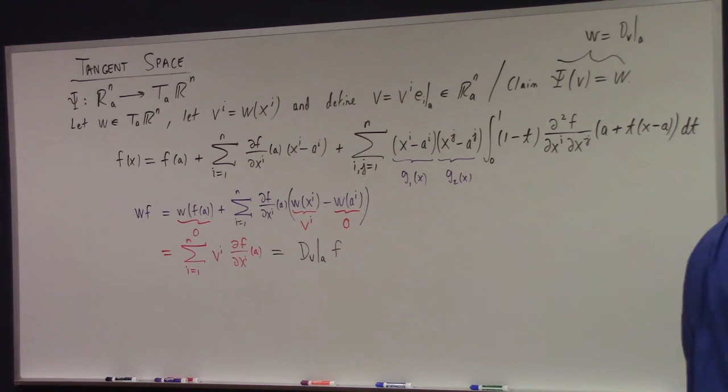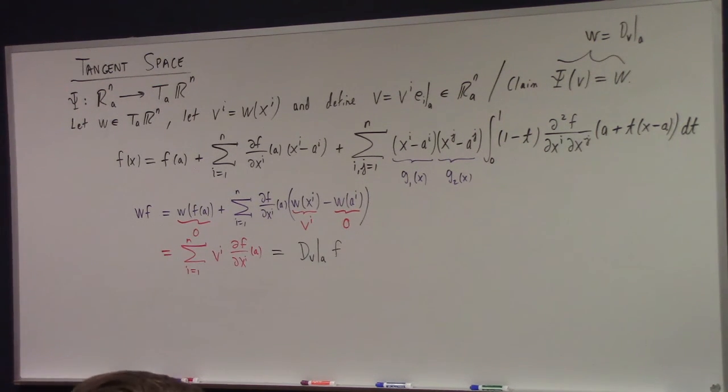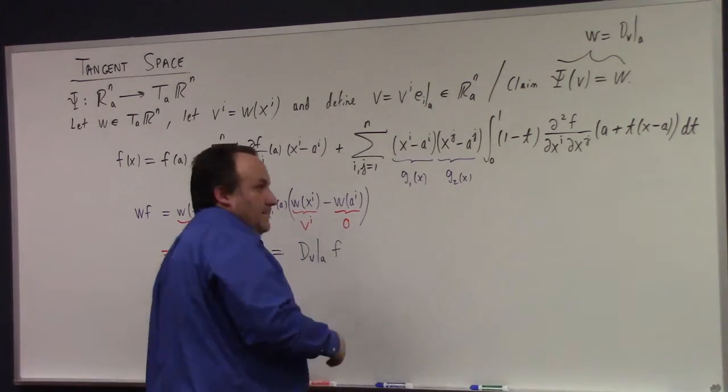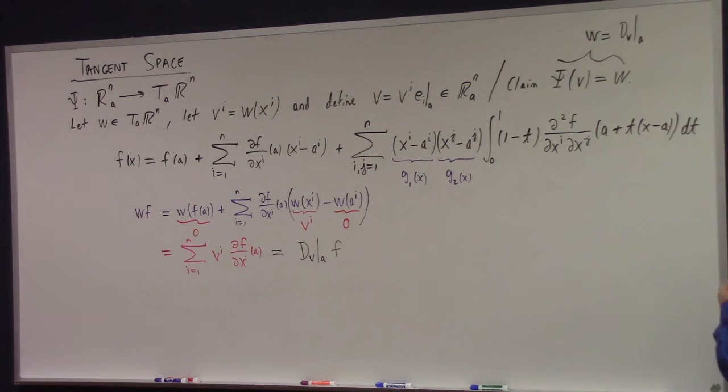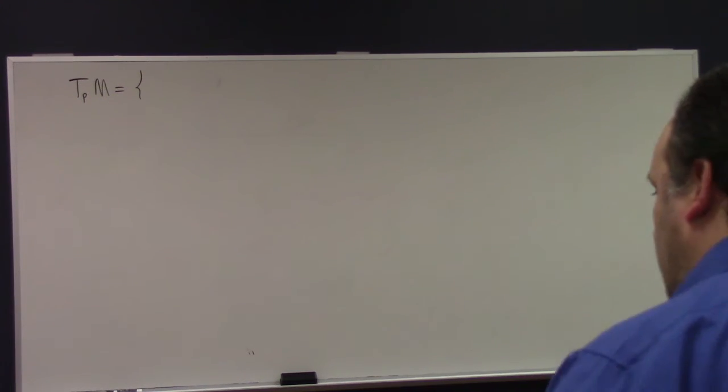What's T_p M going to mean if M is a manifold? We're not in R^n now; now we're actually talking about a smooth manifold here. How should I define the tangent space at a point of the smooth manifold?